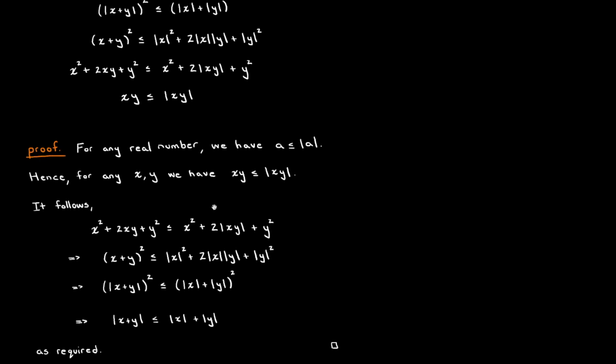Okay, and now we just reverse the steps. So we start from the bottom where x times y is less than or equal to the absolute value of x times y. And we multiply both sides by 2, and we add in the x squared and the y squared, and we get this statement.